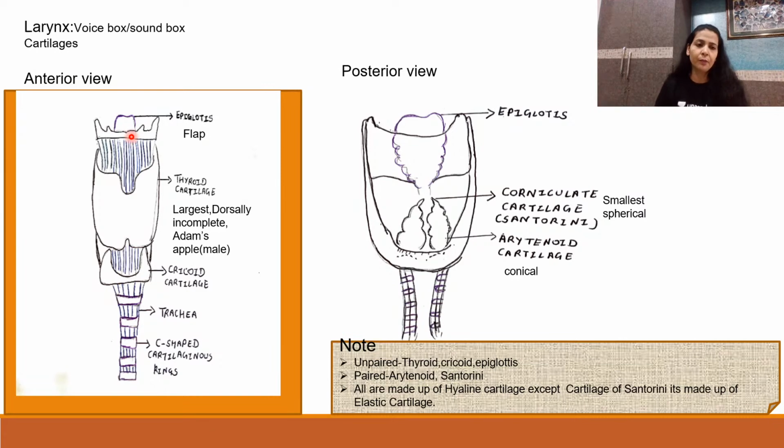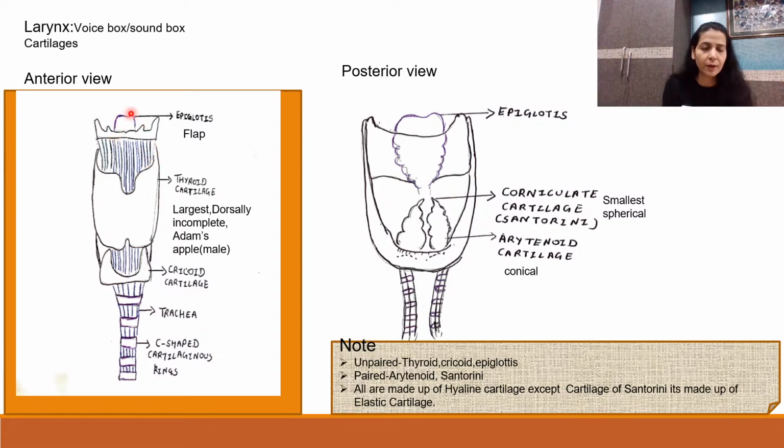Now, anterior view. If you are looking at the larynx from the front, this is the anterior view. If you open the back of a person's neck and try to look from the rear end, this is the posterior view. These are the parts of the larynx from the anterior view, and this is from the posterior view. All right, let us look at the anterior view. As I told you, larynx is the first part of the windpipe, and next to larynx is trachea.